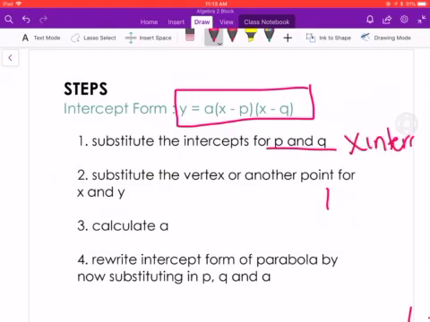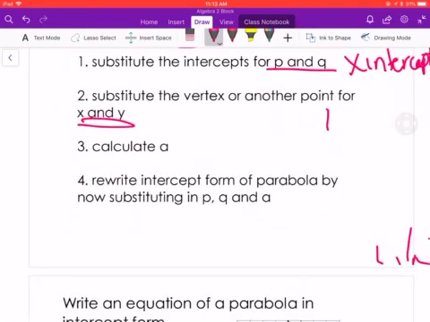So the first thing you need to do is substitute the value of the X-intercepts into the general equation. And that'll leave you with y and a and x to solve for. Then you choose another point for x and y, plug that in, and solve for a. So that'll make more sense once we do an example here.